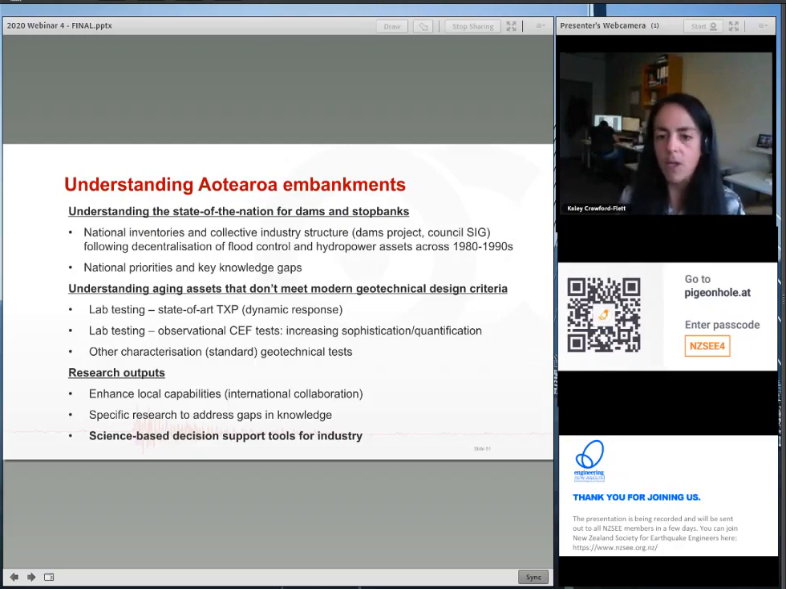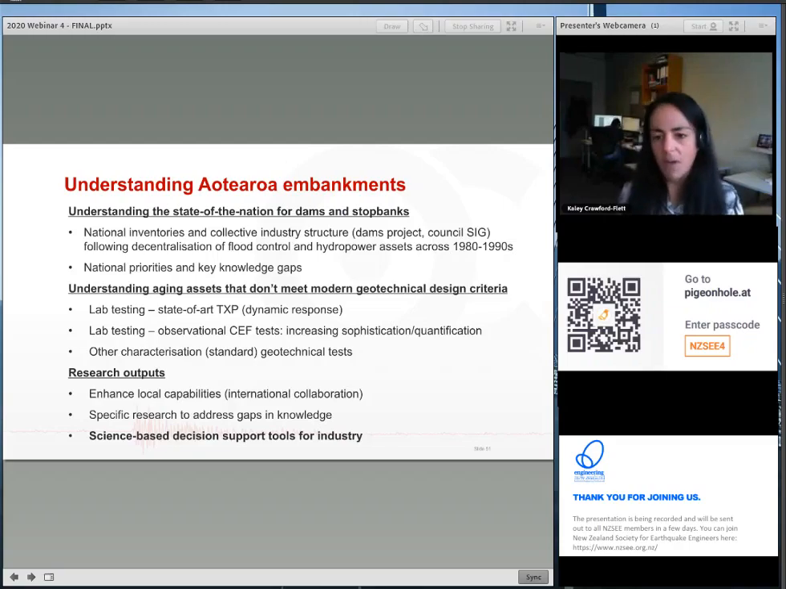In the lab, we are putting a lot of effort into trying to understand aging assets that don't meet modern geotechnical design criteria. Our main thrust going forward will be the state-of-the-art triaxial permeameter dynamic device. That is a heck of a lot of work, so that's underway right now. In the meanwhile, we're trying to probe the observational continuing erosion filter test a little bit more, trying to increase the sophistication and quantification of the data that we can collect to understand spatial and temporal progression of erosion mechanisms.